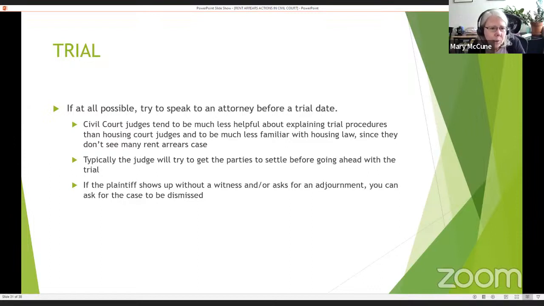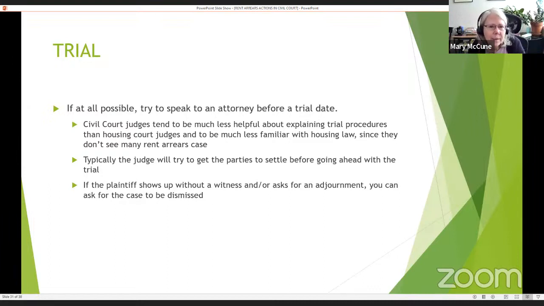I would say in civil court, the judges are much less helpful about explaining trial procedures than housing court judges are. They're much more hands-off. They don't want to explain things, which is one of the reasons I included the glossary at the end of some of the terms that you'll hear in civil court. Sometimes you feel like the civil court judges are speaking a different language and they don't understand you unless you use that language. So it can be helpful to familiarize yourself.